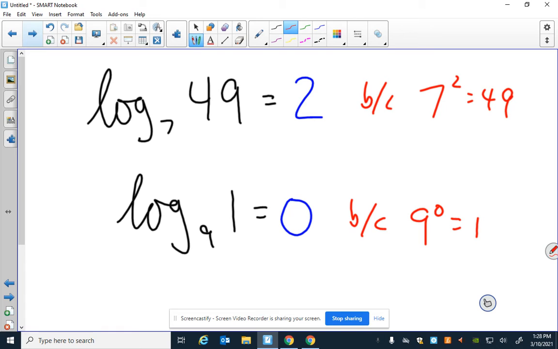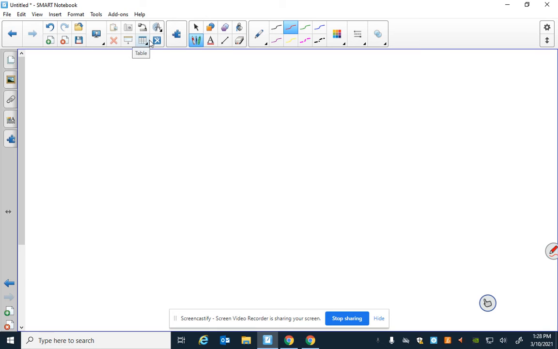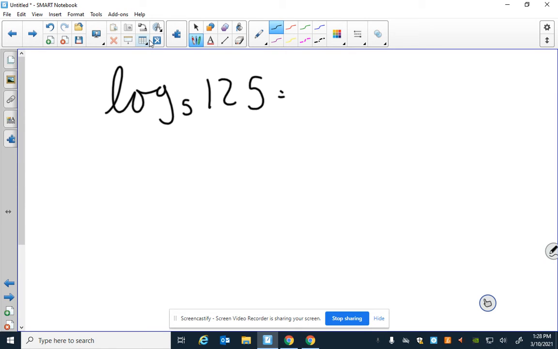So maybe you have the hang of it now, and I'm going to put in another one, and let's see how you do. Log base 5 of 125 is what?